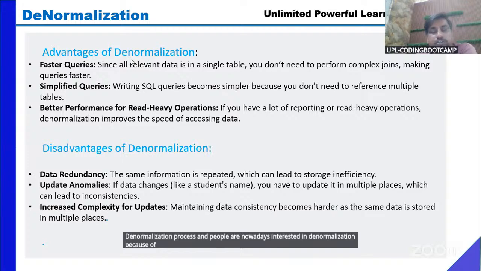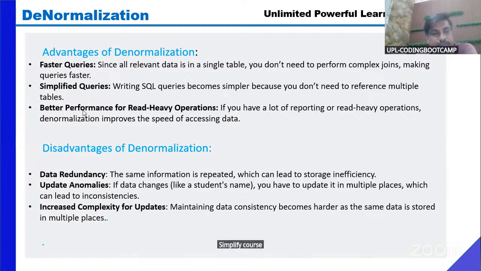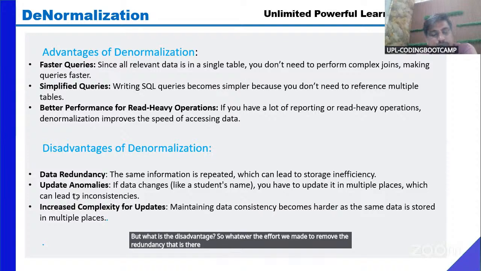What is the advantage of denormalization? Faster queries, simplified queries you can write, and better performance for read-heavy operations. But what is the disadvantage? Whatever effort we made to remove the redundancy is lost. Anomalies may lead to problems, and sometimes managing the data may lead to a lot of problems. These are the technical problems we have as part of denormalization.